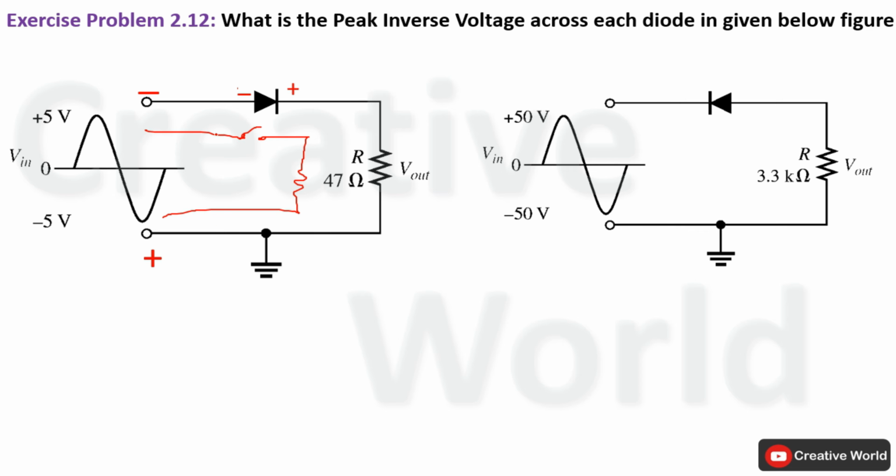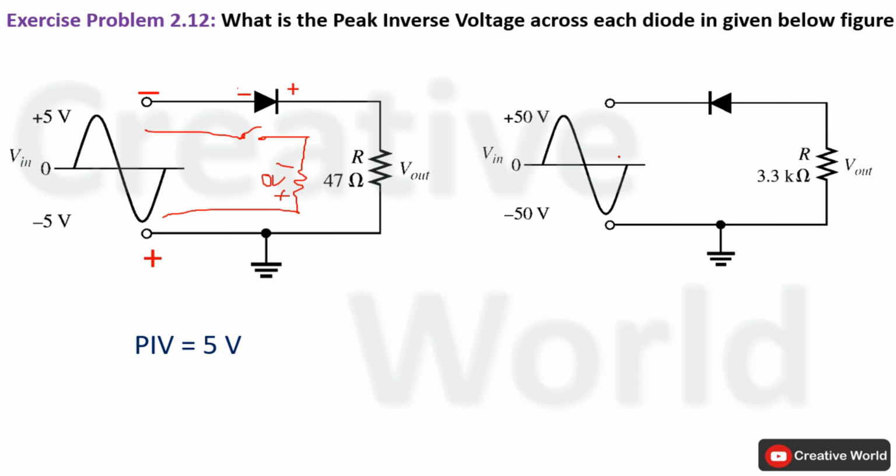In this case, this circuit will have no current passing through it, so this resistance will have 0 volt across its terminals. So during the negative half cycle of AC input voltage, all voltage will be appearing across the diode, and the peak of this AC input voltage will be considered as the peak inverse voltage across the diode. So the peak inverse voltage across this diode will be equal to 5 volt.